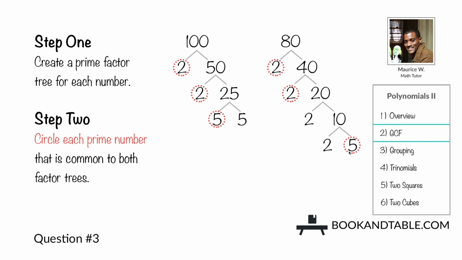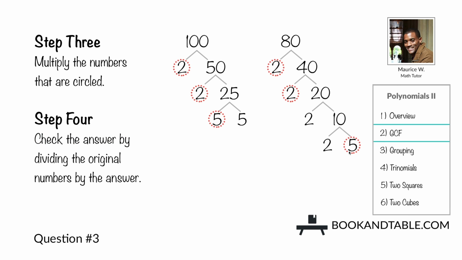So now we can find the greatest common factor by circling each prime number that is common to both factor trees, and then by multiplying those numbers that are circled, giving us the greatest common factor is equal to 2 times 2 times 5. 2 times 2 is 4. 4 times 5 would be equal to 20. So the greatest common factor between 100 and 80 is equal to 20.